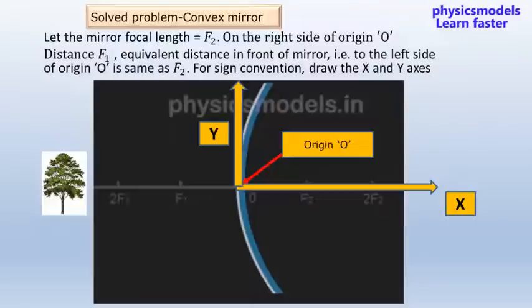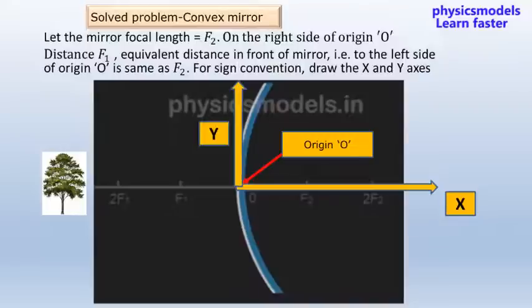We now draw the principal axis passing through the center of the bulge of the convex mirror. We draw the x and y axis, which is very important for the sign conventions. Point O is the origin on the center of the bulged portion of the mirror. Any point towards the right along the x-axis is positive x. Any point along the y-axis upwards from O is positive y. So here the tree occupies a positive y height.